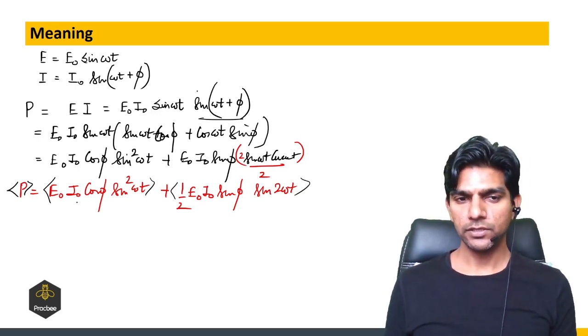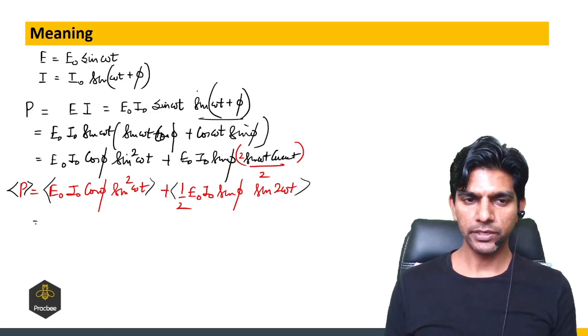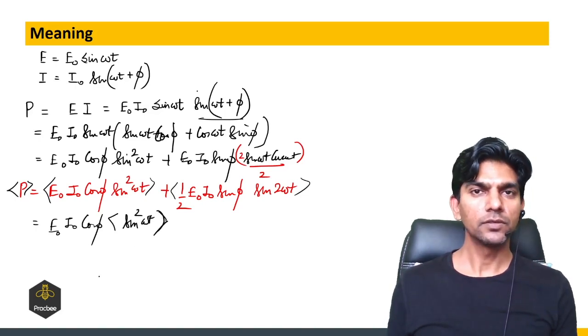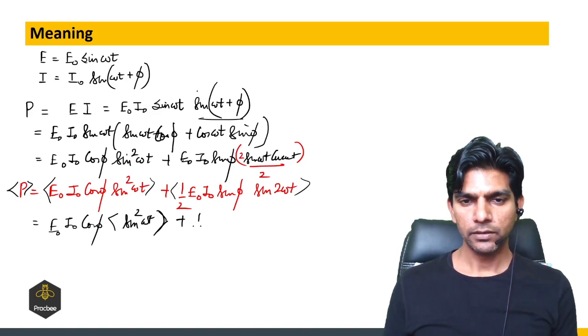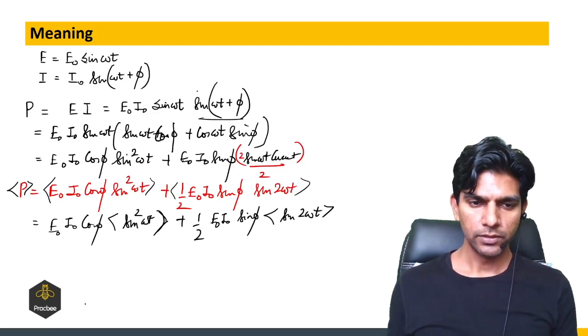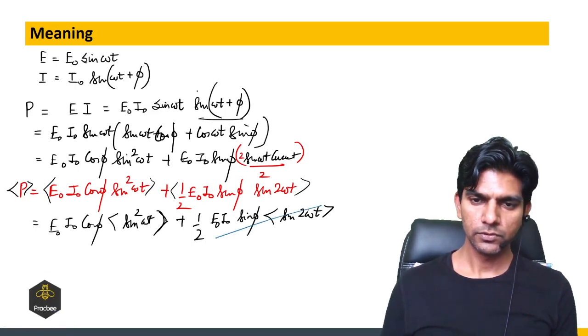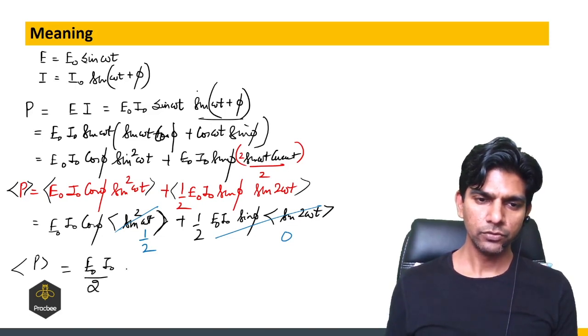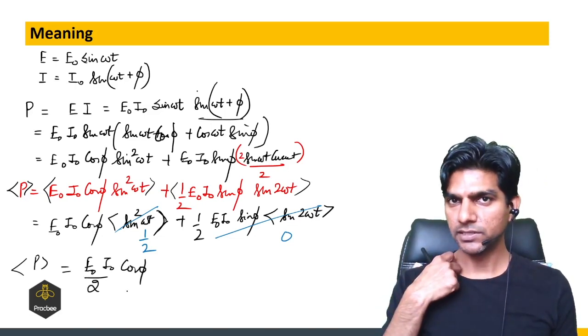Now in the first term, E naught I naught cos phi is constant, so we can bring it out. This will be E naught I naught cos phi, and the average value of sine square function is 1 by 2, that we've already studied. And if we take half E naught I naught sine phi out, which is constant, the average value of sine function is 0. So the second term will become 0, and this will become 1 by 2. So the average power will be E naught I naught by 2 times cos phi. So that is the formula for average power.